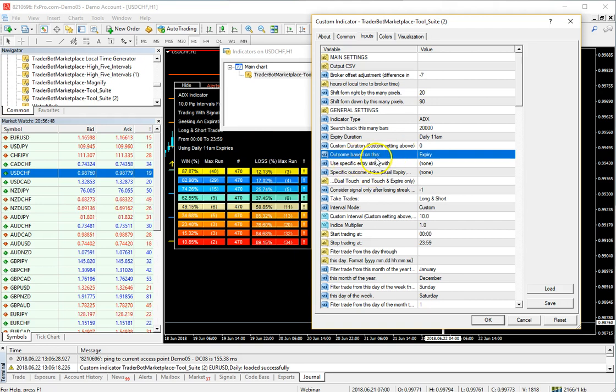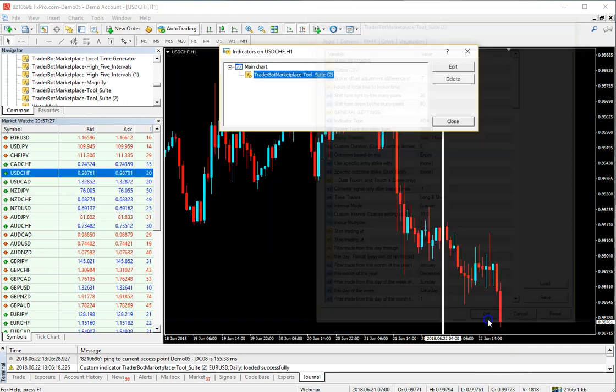Outcome based on this. Now, in this area, we've already talked about expiry, but we can do more with the tool suite, such as we can look at expiry, we can look at dual expiry, we can look at touch, dual touch, touch and retrace, and touch and expire. Just as a refresher, we're going to talk about expiry first.